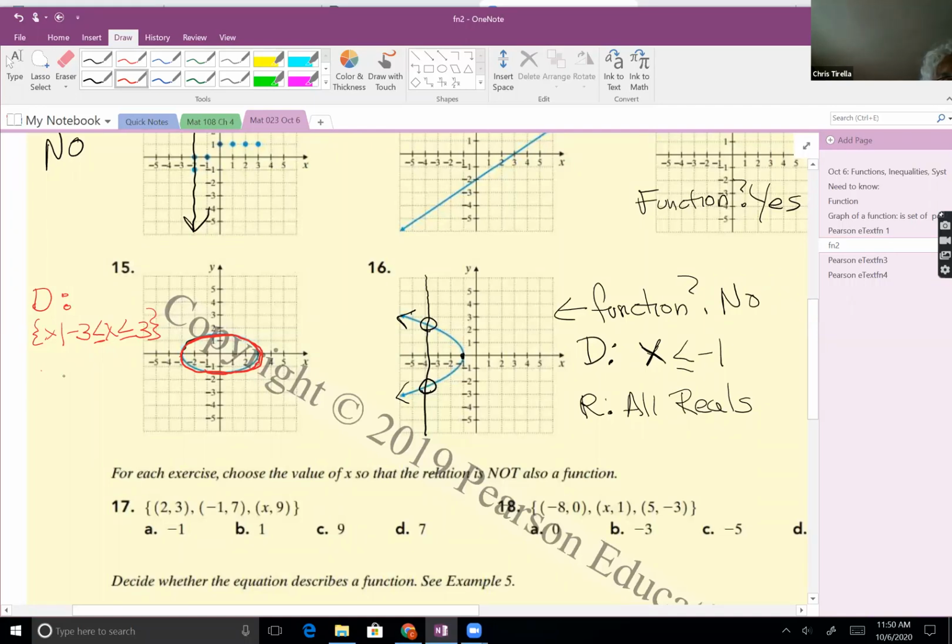And in the same way, the range, the Y values, well, there's a lowest Y value. It looks like it's -1.5. And there's a highest Y value. It looks like it's +1.5. So the range would be the Y values such that -1.5 is less than or equal to Y is less than or equal to 1.5. Or my Y values go from a low of -1.5 to a high of +1.5. They take on every value in between.